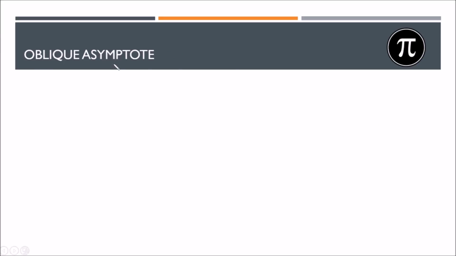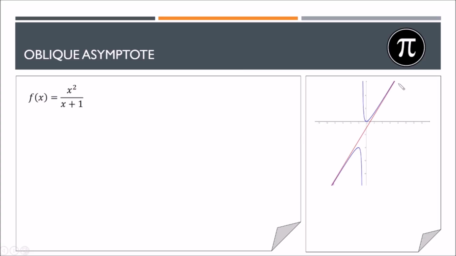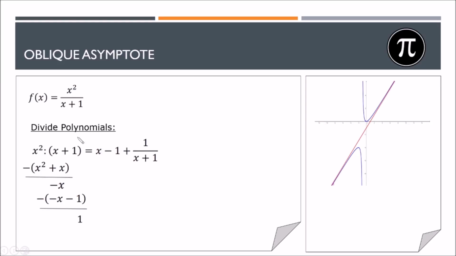Now we take a look at the oblique asymptote. The oblique asymptote is a linear function. We have an oblique asymptote if the numerator polynomial is 1 degree greater than the denominator polynomial. To calculate the oblique asymptote we have to divide the polynomials. The result of the division is x - 1 + 1/(x+2). 1 is the remainder of the calculation and the denominator here is the denominator of the function.